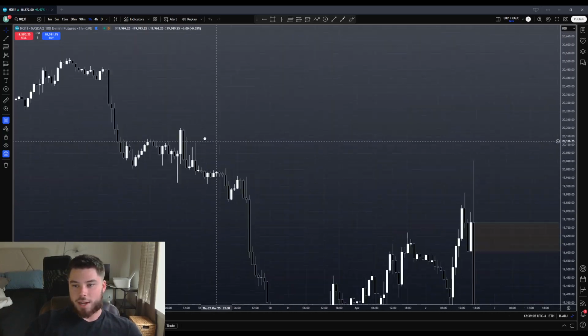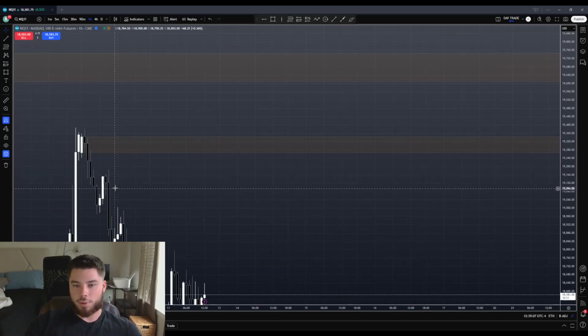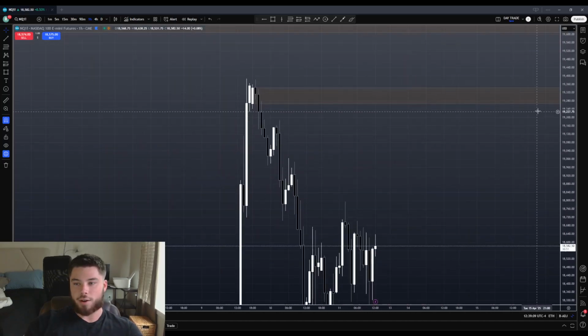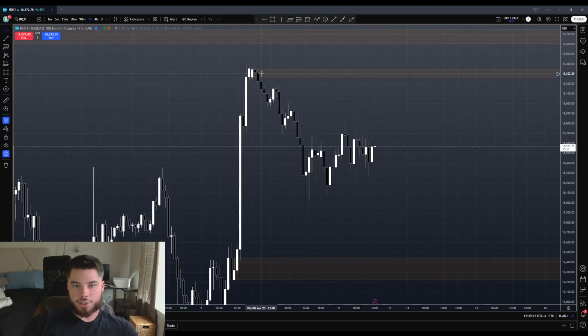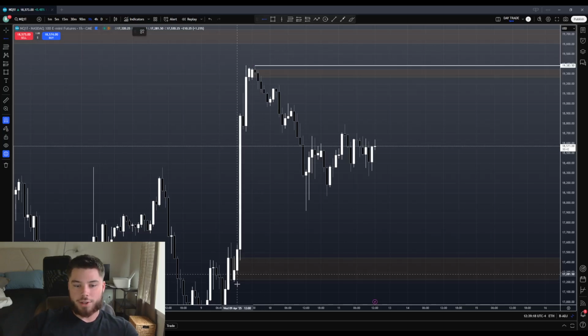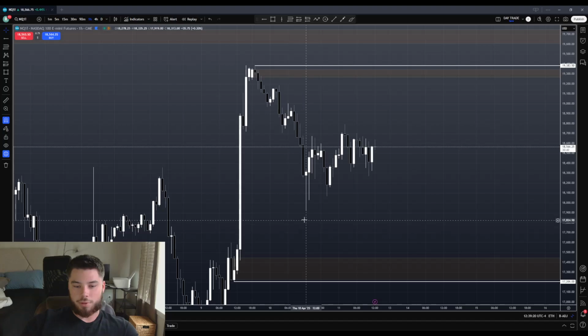Order blocks help me tie it in with narrative. I don't necessarily always enter off order blocks, but they are great for narrative, like I said. So focus on that. Focus on these high probability liquidity order blocks, high probability liquidity ranges, things like this, right? This is what I'm looking for.